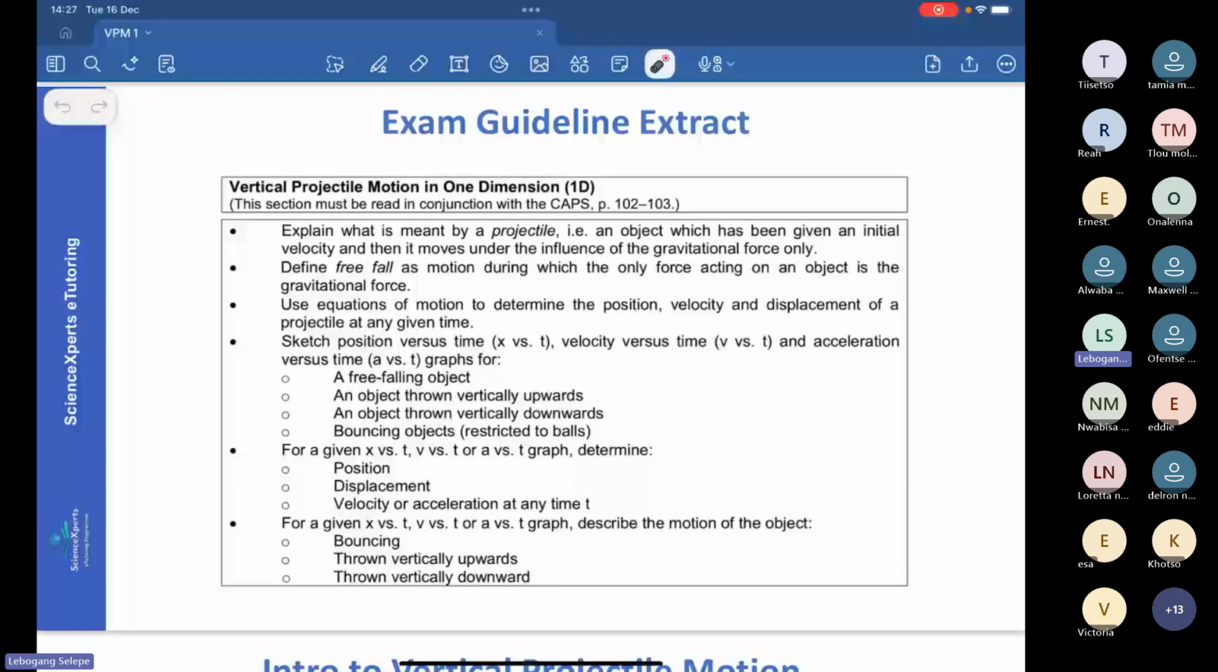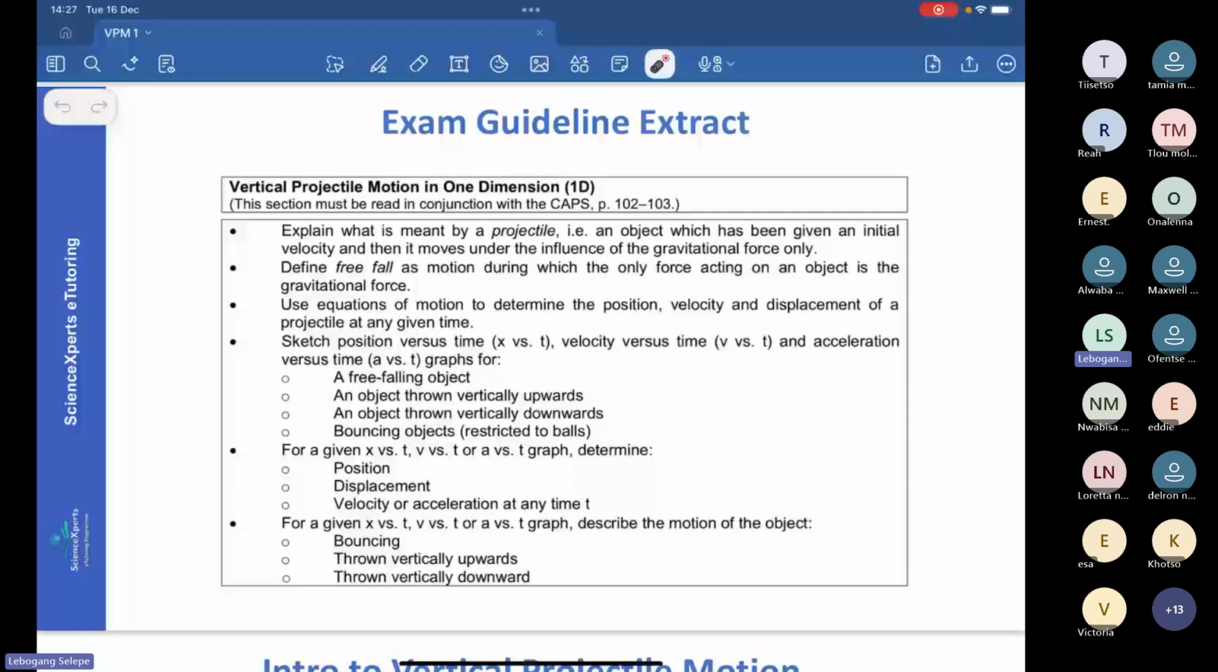All right, so this is an extract from the examination guideline. This is all that you need to know, based on the examination guideline. Like I said, you need to be able to explain what a projectile is. So here they are explaining it. You need to be able to explain what free fall is. As you can see here on the examination guideline, they say that a projectile is an object, whereas free fall is a type of motion, right? So please be able to differentiate between the two.